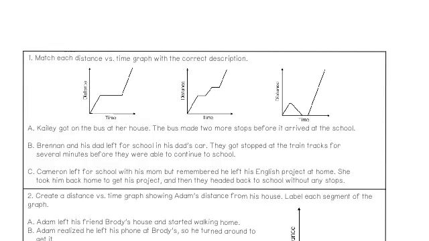Okay, so let's take a look at these scenarios and then let's look at the graphs here. Match each distance versus time graph with the correct description. So we've got Kaylee got on a bus at her house. The bus made 2 more stops before it arrived at school. Which of these graphs, looking at them, matches that description?